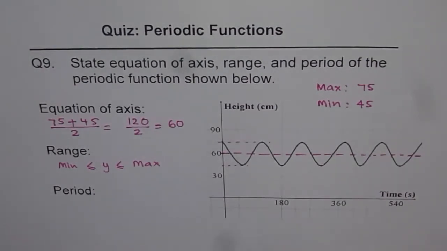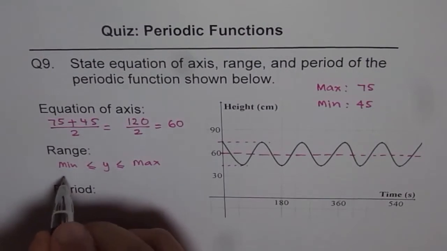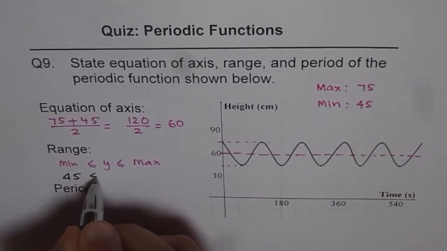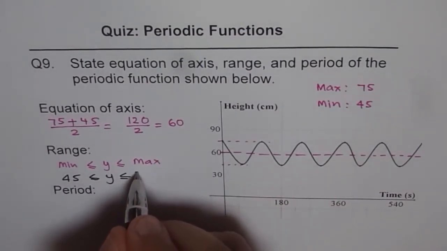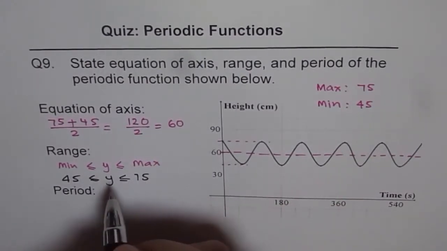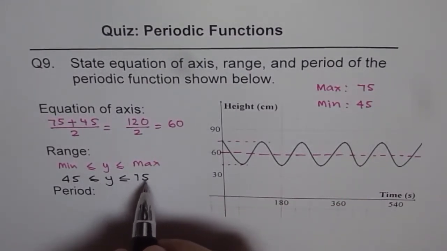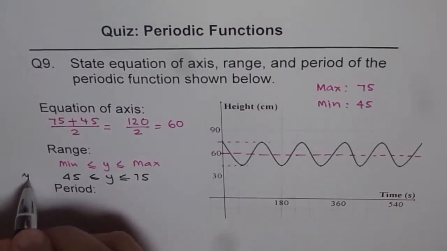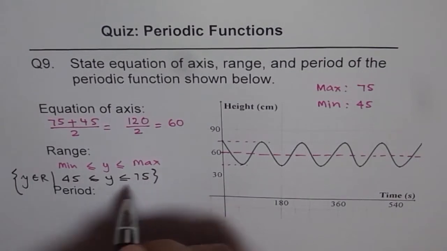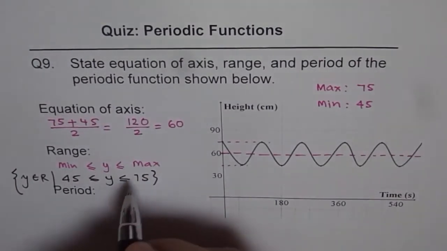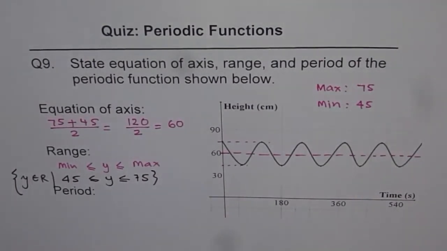So in our case, the range is from 45 to 75, right? So it's a good practice to write this as y belongs to real numbers, right? So say y belongs to real numbers so that all the values between 45 and 75 are in our range, right? So that is the set form of writing the same thing.